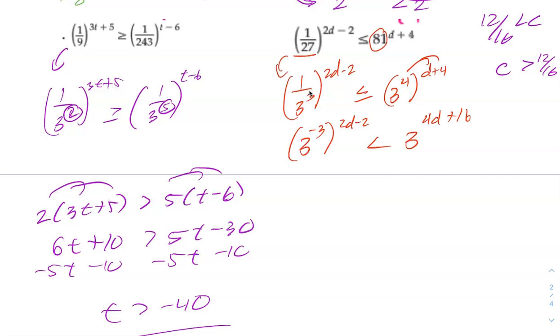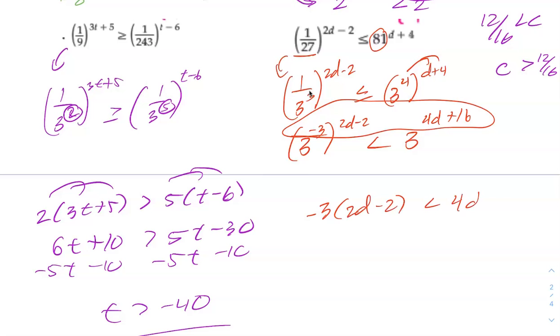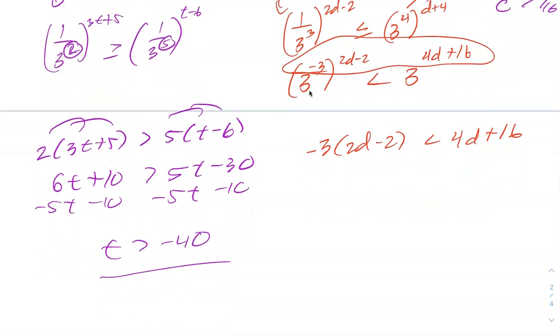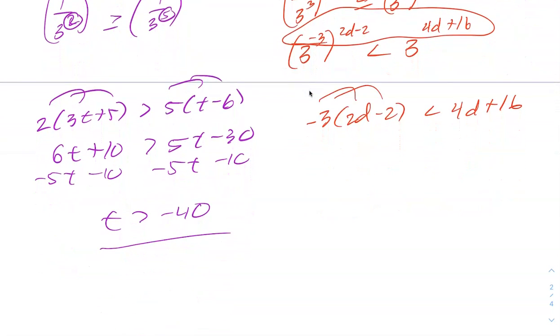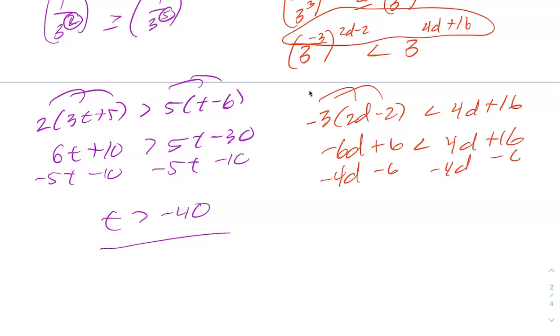So now the bases match. I can just solve the powers and I get 3 times negative 3 to the 2d minus 2 is less than 4d plus 16. Then we distribute. Negative 6d plus 6 is less than or equal to 4d plus 16. Then we just solve. Minus 4d, minus 4d, minus 6, minus 6.